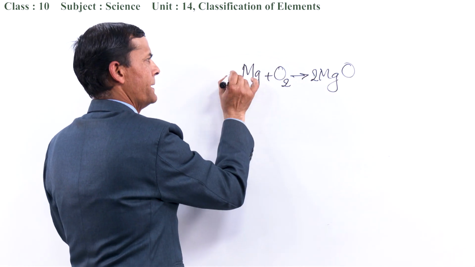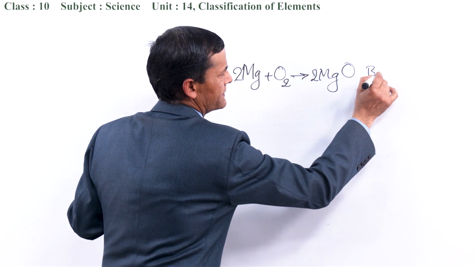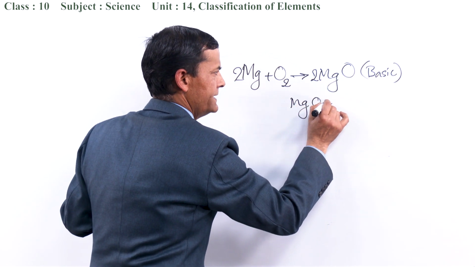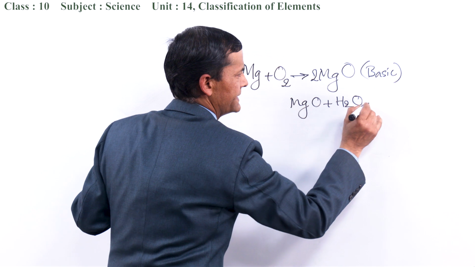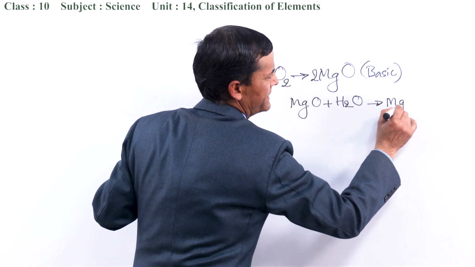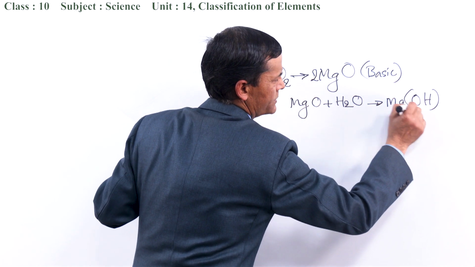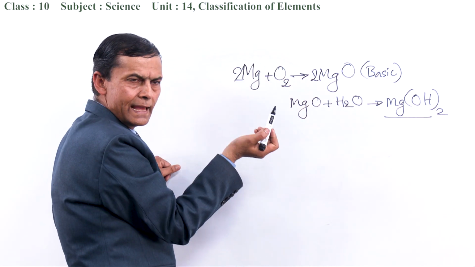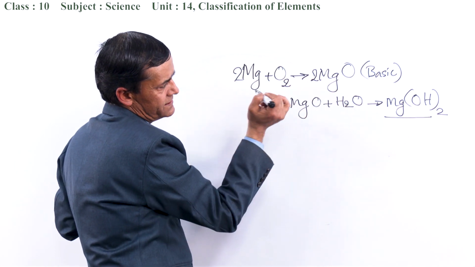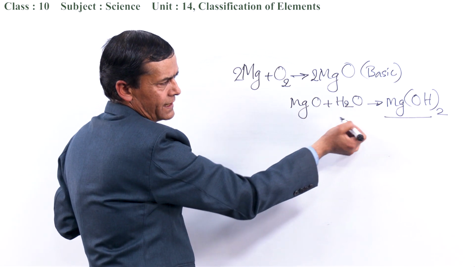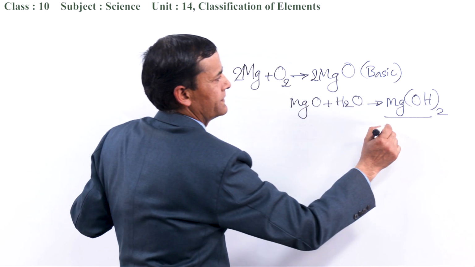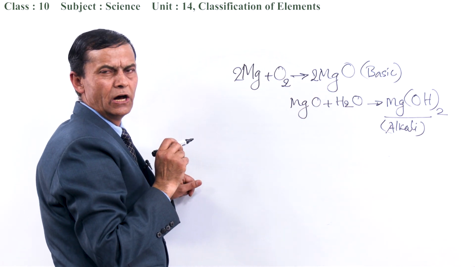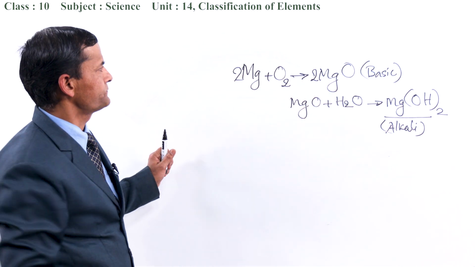Look at it. This is a basic oxide. And when this magnesium oxide reacts with water, it gives magnesium hydroxide, Mg(OH)2. This is an alkali, isn't it? It gives a basic oxide, and it gives an alkali by the reaction with water. This is an alkali, so these are called alkaline earth metals.